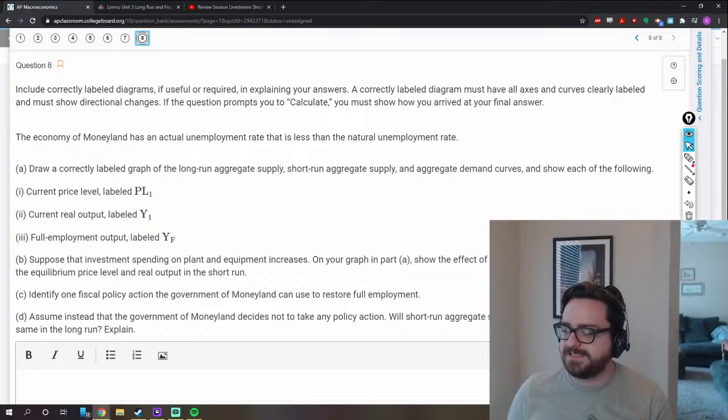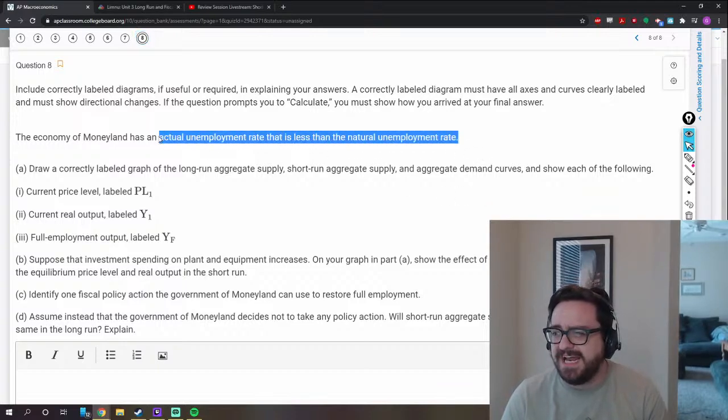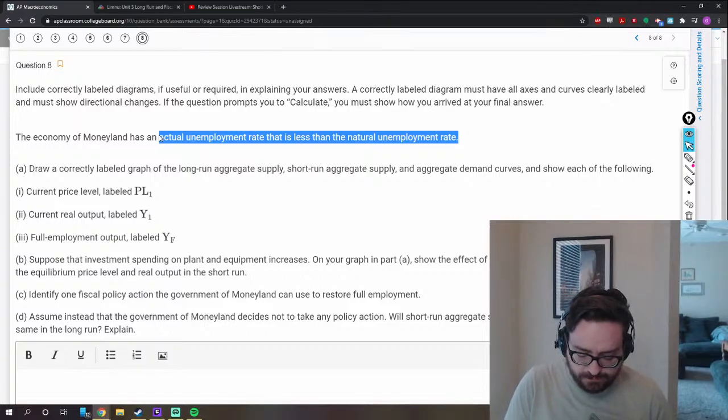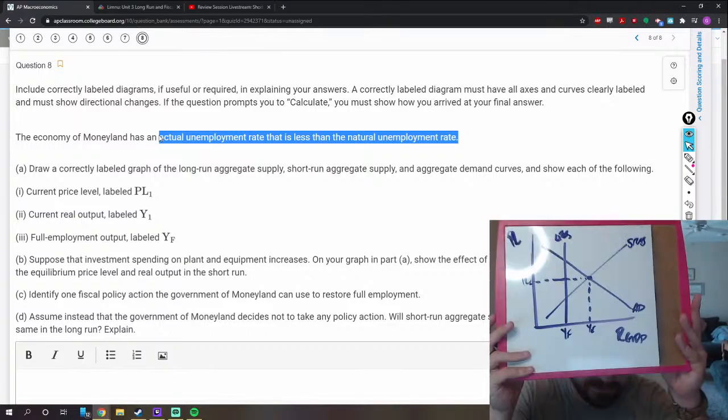The natural rate is the ideal amount. We have less unemployment than ideal. Well, really low unemployment doesn't sound like a recession to me, right? Recessions are when you have too much unemployment. If anything here, I have too little. Which would mean that I'm not in a recessionary gap. I am in an inflationary gap, because if my unemployment level is lower than what it's supposed to be, then I am ahead of full employment.